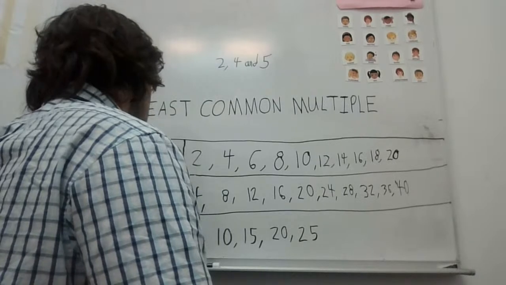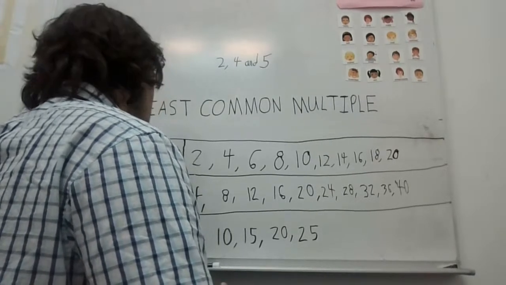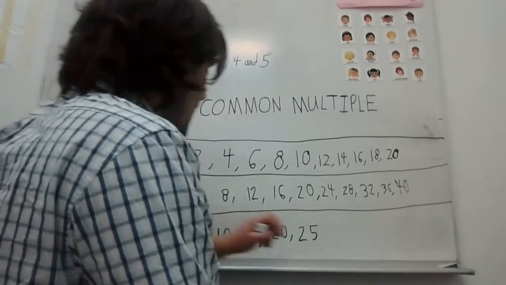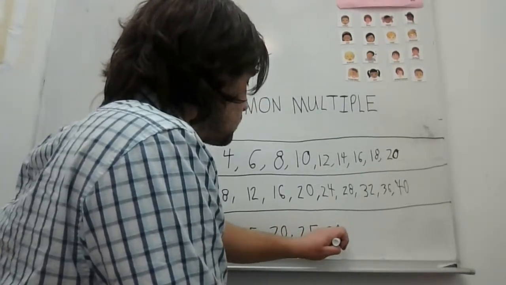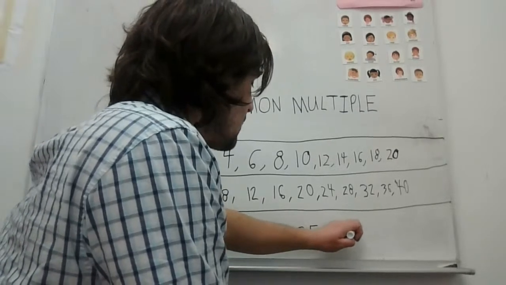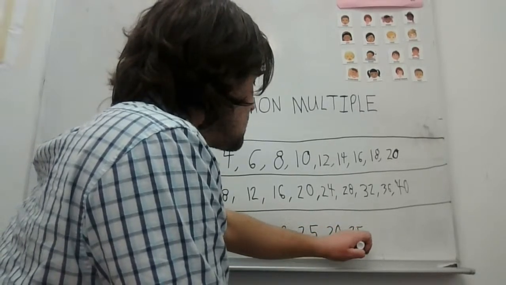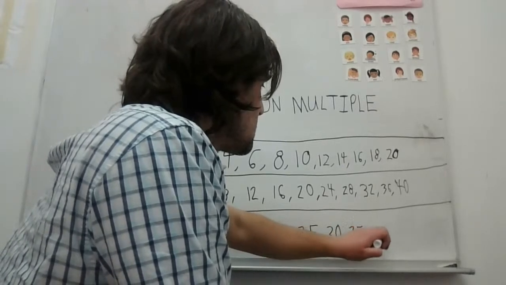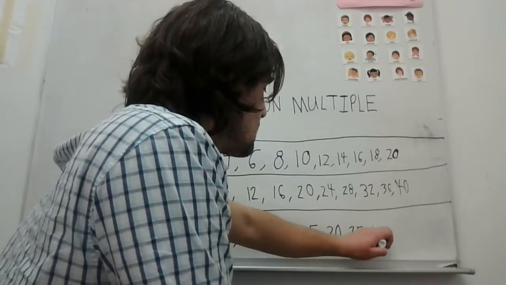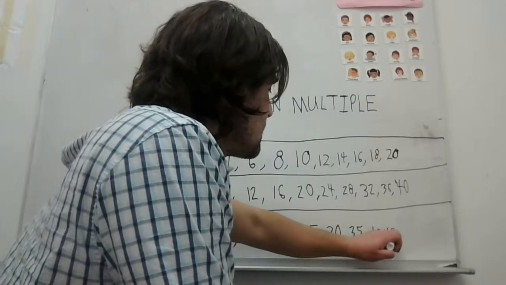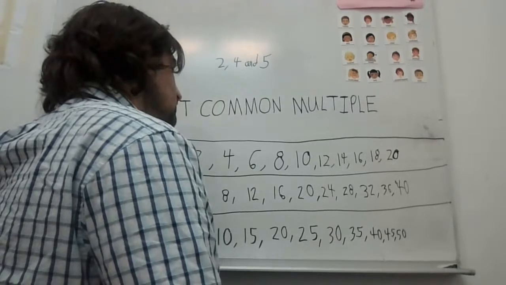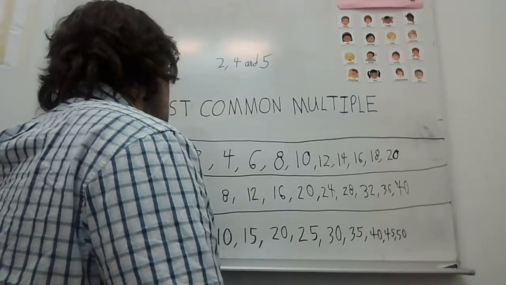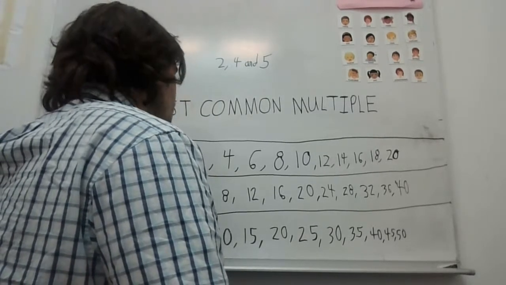All right, so now I'm going to do 5 more multiples for the number 5. So I left off at 25. I'm going to keep going. 30, 35, 40, 45, 50. All right, so now I have now written 5 more multiples for each number.